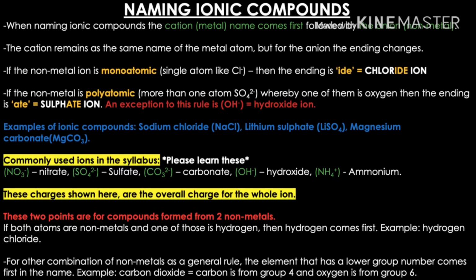For example, the nitrate ion is a -1. This charge is not just for the oxygen, it's for the whole ion NO3. The next 2 points are for naming compounds formed from 2 nonmetals.